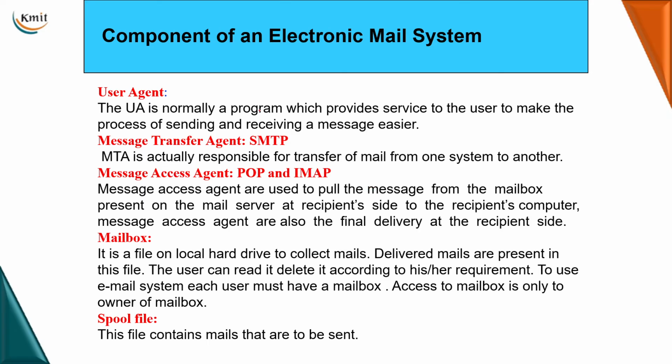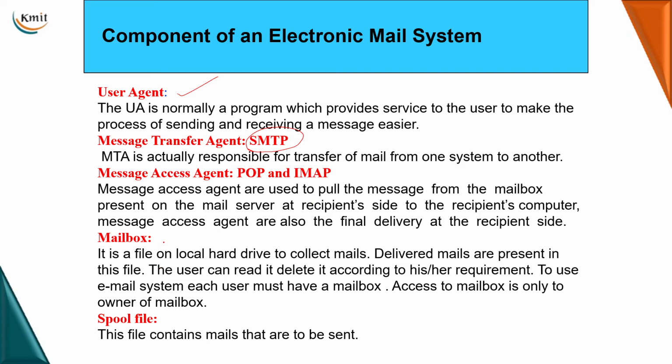The different components of an electronic mail system are a user agent, as we have already discussed. It's a program which is used to make the process of sending and receiving a message easier. We have message transfer agent, that is responsible for transferring the mail from one system to another over internet. The main protocol used behind MTA is SMTP, that we will be discussing in the next video. Message access agent, which is responsible for pulling the messages from the mailbox. The protocols used by message access agent are POP and IMAP, that we'll study in the next video.